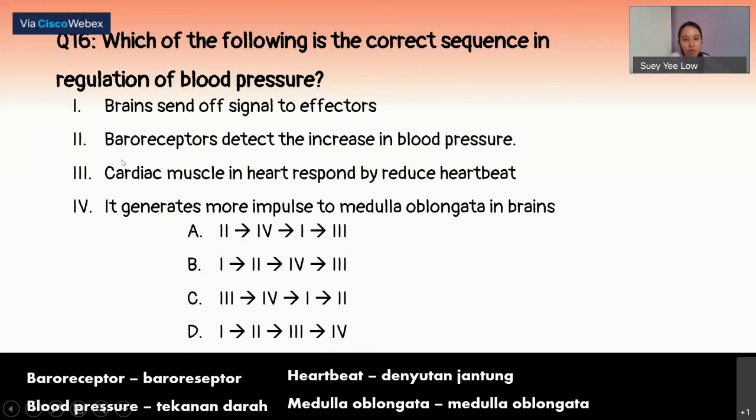So first and foremost, when your blood pressure increases, your baroreceptor will detect the increase of your blood pressure, right? Then it will generate impulses to your brain, the medulla oblongata. Then your brain will send off signals to your effectors, and the effectors will react. For example, the cardiac muscle in the heart responds by reducing your heartbeat. So the answer is A, from 2, 4, 1, 3.